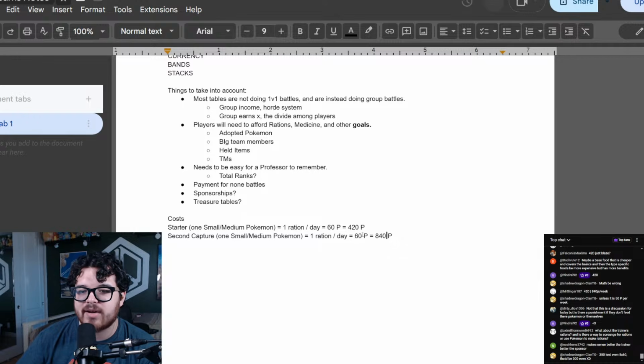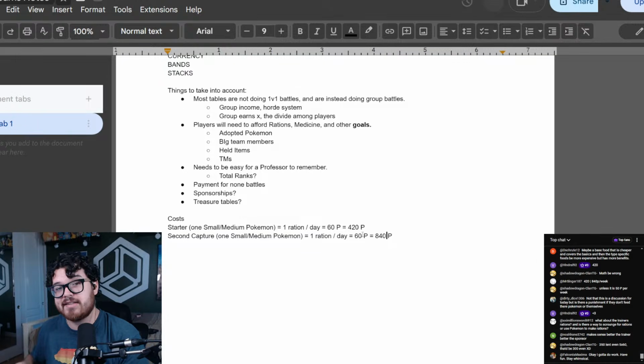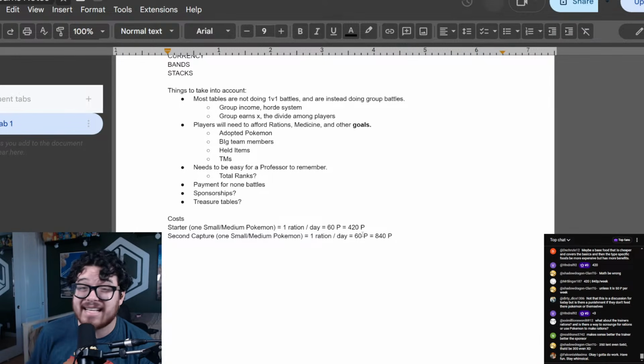What about the trainer's rations? Is there a way to scrounge for rations? So, again, this is not necessarily a discussion about the rations themselves. But yes, the trainer rations will probably be priced lesser than the Pokemon rations, because Pokemon rations have to be nutrient rich. They have to be a certain density. There's probably more of them.